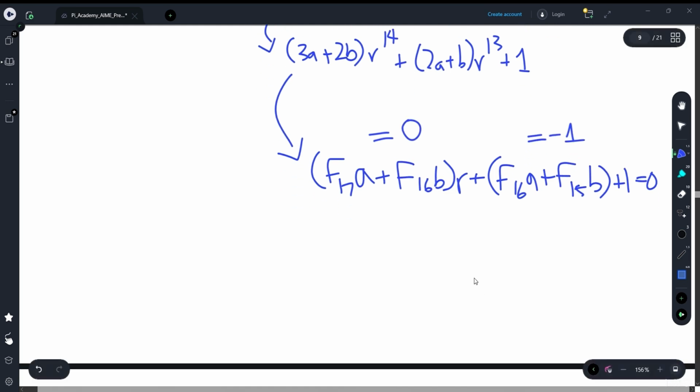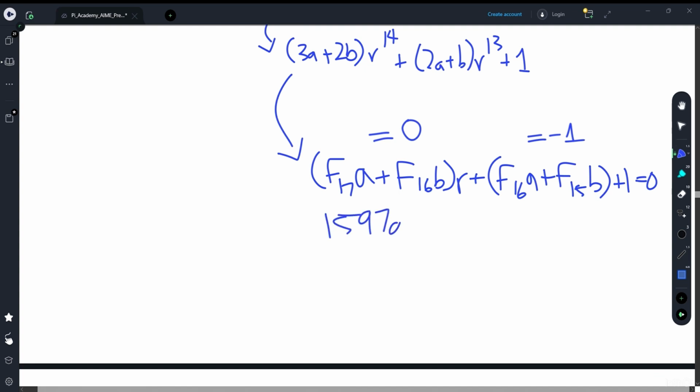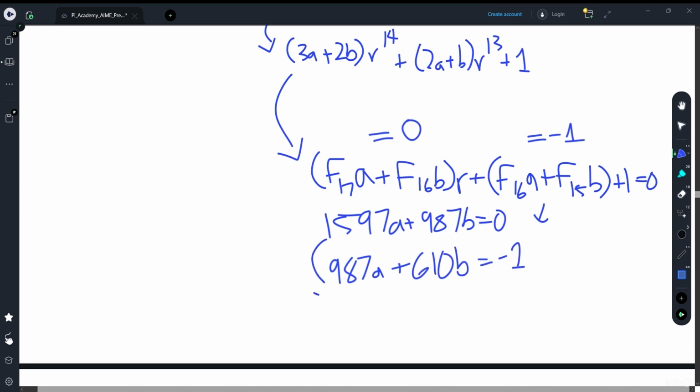So the 17th Fibonacci number, 1597a plus 987b is equal to 0, and this gives us 987a plus 610b is equal to -1. Solving these two equations, we get that a is equal to 987.